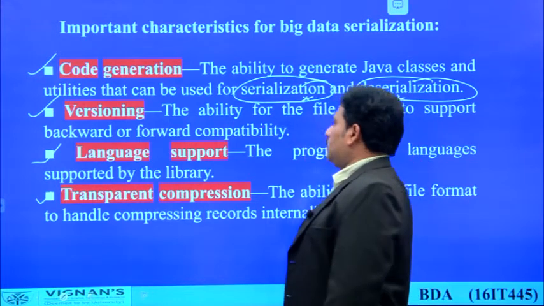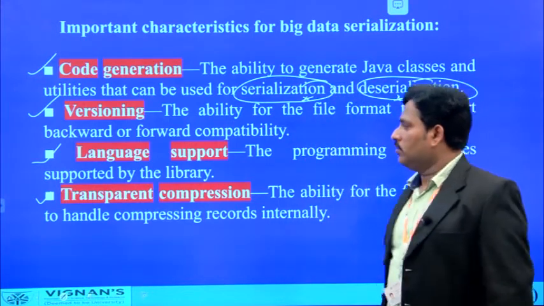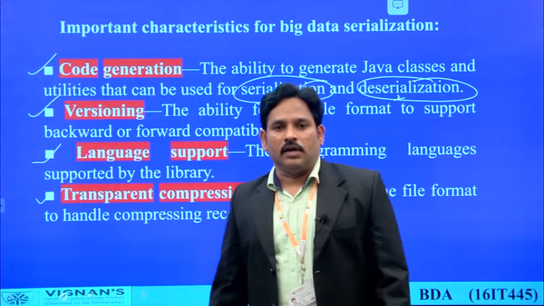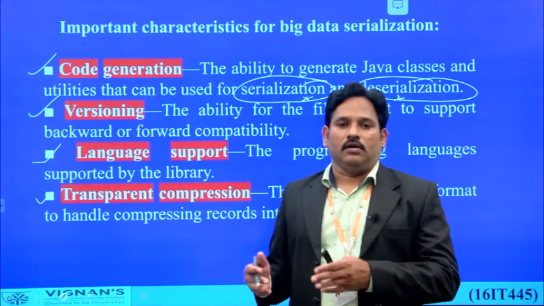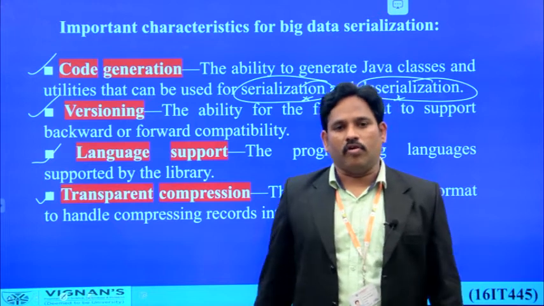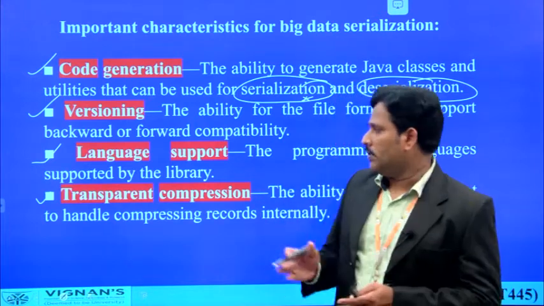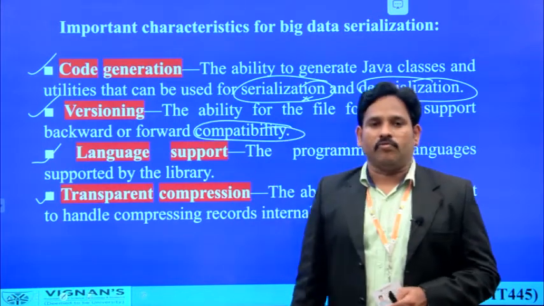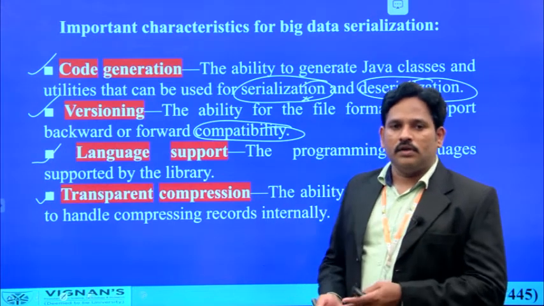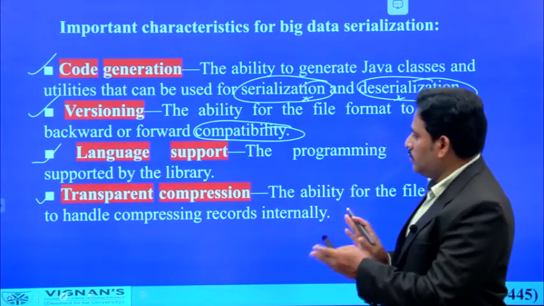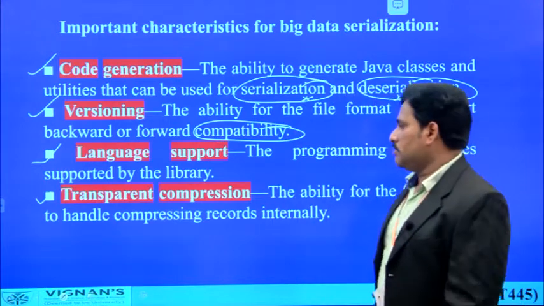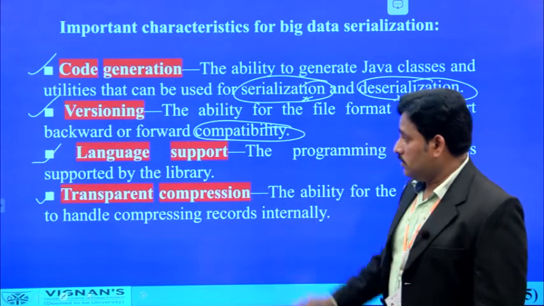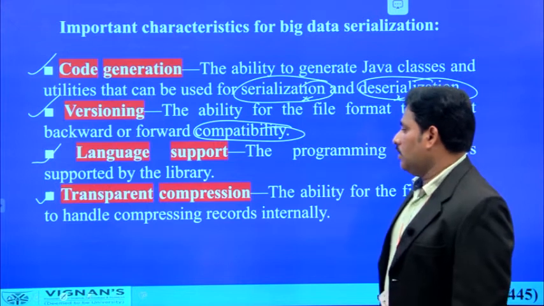Next one, versioning. That means the ability for file formats to support backward and forward compatibility. That means when we are using lower versioned data, let us take, we are converting data from 1997 Word format to 2019 Word format. This is a small example. So when we have incompatible data formats or data items, how can we convert those formats and keep compatibility? That is dealt with by versioning, that is, backward and forward compatibility of the type of the data is dealt with in versioning.